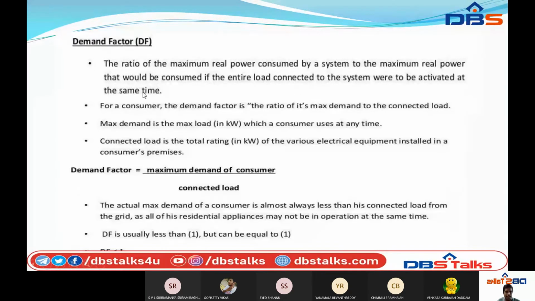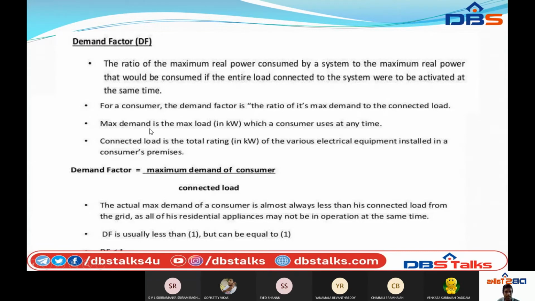Next, demand factor. Demand factor is also a ratio between the maximum demand of the system and the sum of connected loads of the system. For a consumer, demand factor is the ratio of maximum demand to connected demand. It is used for consumer demand factor.